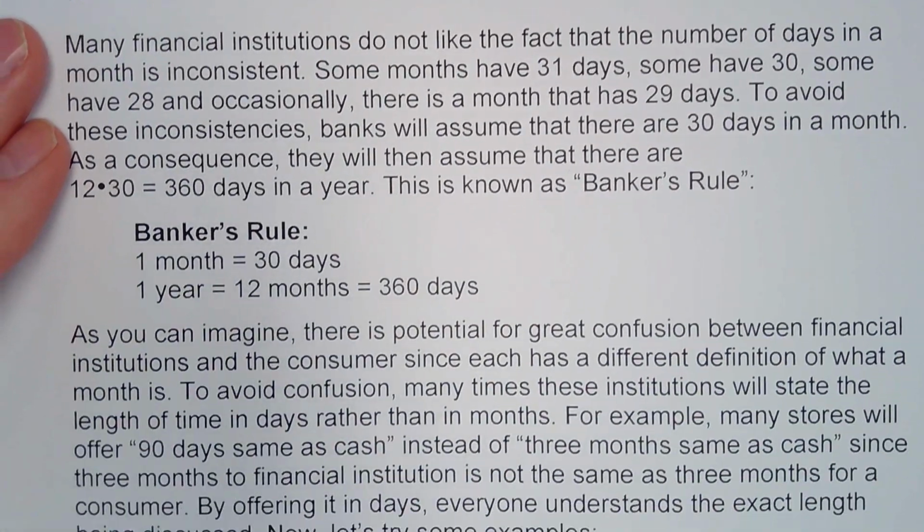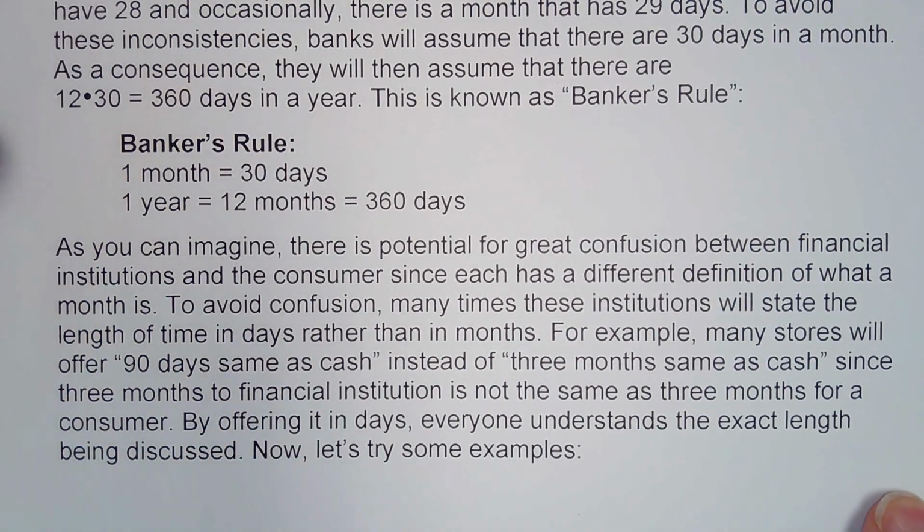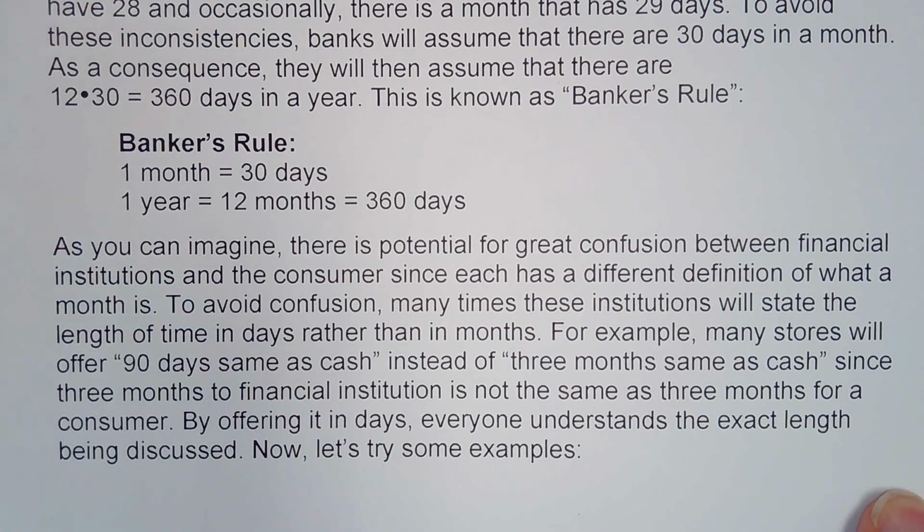As you can imagine, there is a potential for great confusion between financial institutions and the consumers, since each has a different definition of what a month is. To avoid confusion, many times these institutions will state the length of time in days rather than months. For example, many stores may offer 90 days same as cash instead of 3 months same as cash, since 3 months to a financial institution is not the same as 3 months for a consumer. By offering it in days, everyone understands the exact length being discussed. So it's always important to read the fine print.